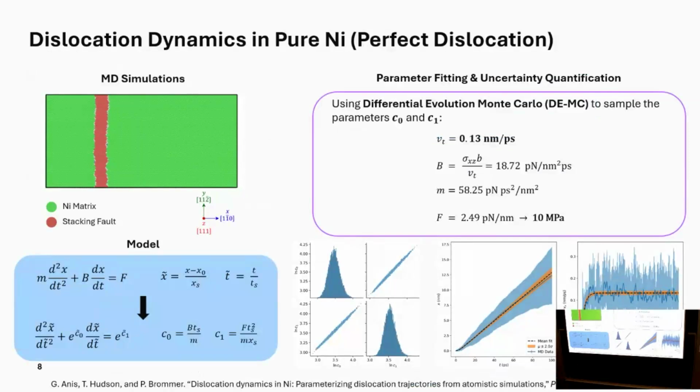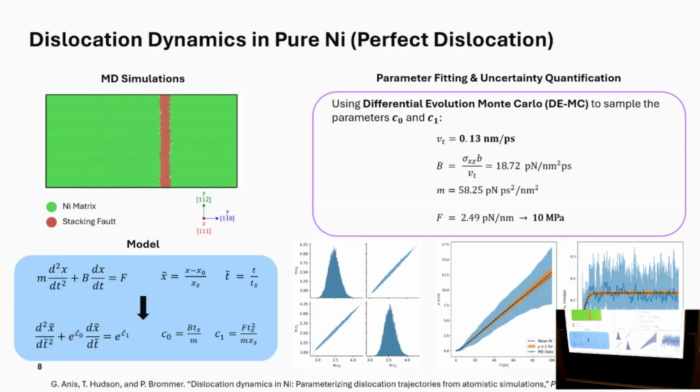So this is what we've done in pure nickel. Again, just to recap, we have a single dislocation. Here we're considering the perfect dislocation by averaging the positions of the two partials. This works well in this case because the average position represents the position of the full dislocation quite well. We take our equation of motion, we scale it, we non-dimensionalize it, so we get these non-dimensional parameters, and then we apply this DEMC approach to sample these parameter distributions by fitting this model to the ND trajectories that we get.